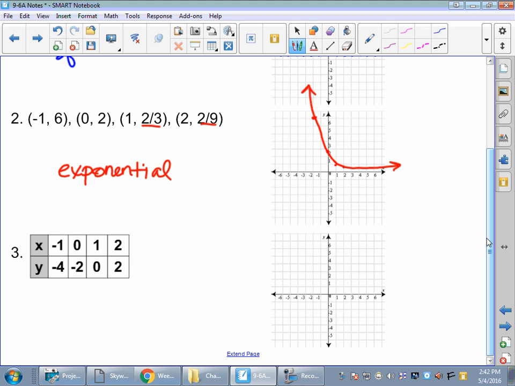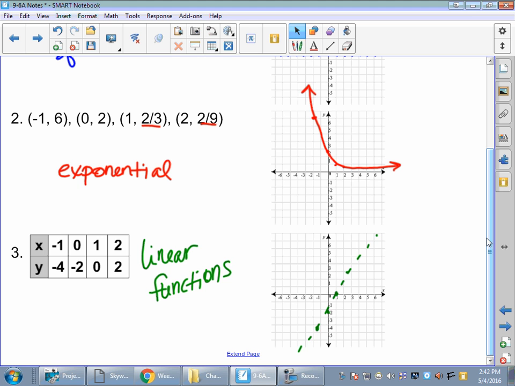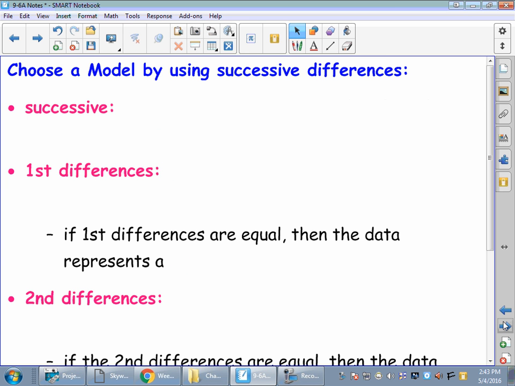And the last one, we got (-1, -4), (0, -2), (1, 0), and (2, 2). And based on my graph, I can kind of see that it's lining up in a linear fashion. And it's a linear function. All sorts of things involve linear functions. Anything like the price of something, or maybe how much you make per hour would be a linear function, that sort of thing. Okay, so that is one way to look at the information.